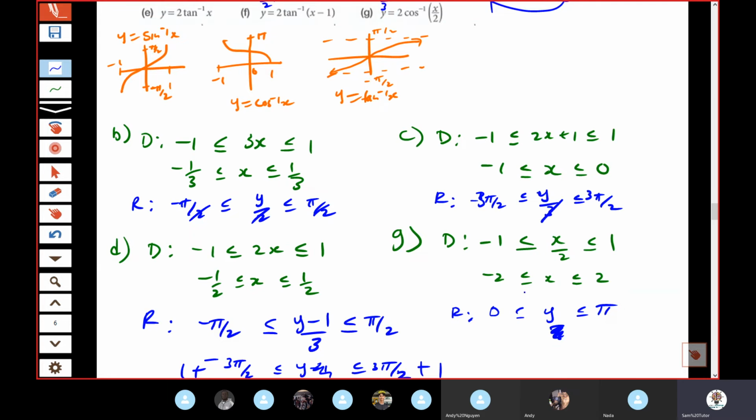And G, negative 2 to 2, negative 2 to 2, 0 to pi. 0 to 2 pi, sorry, wasn't it? 0 to 2 pi, and then that would be pi, of course.